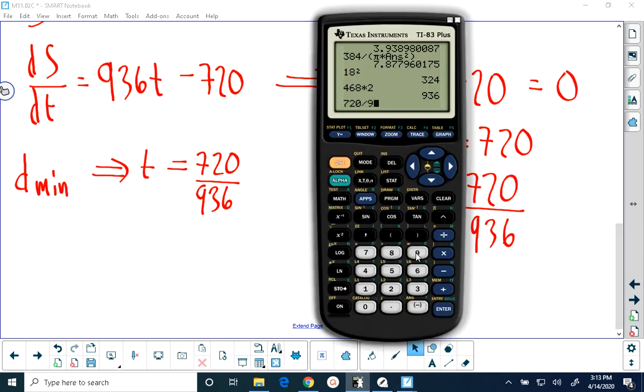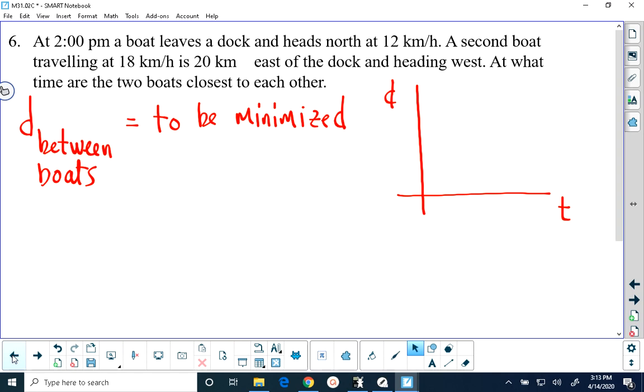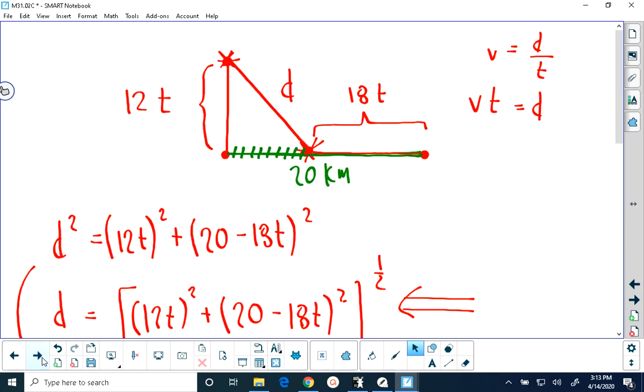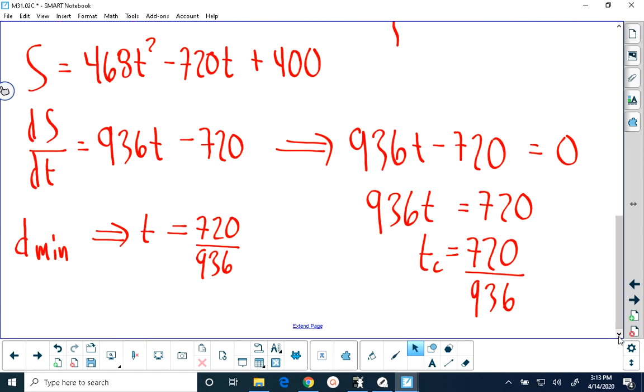720 divided by 936. Our time would be in hours because our speeds were in kilometers per hour and our distance was in kilometers. So 0.769 hours after 2 o'clock is when the ships are closest together. If I multiply that by 60, I see that it's 46 minutes, which means, I'm pretty sure it was 2 p.m., that this time where they are closest together is 2:46.